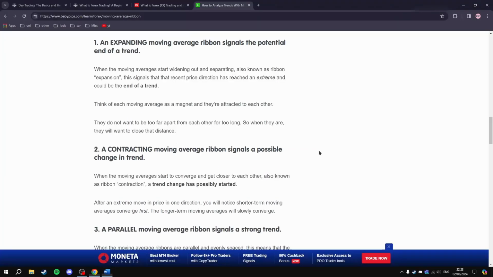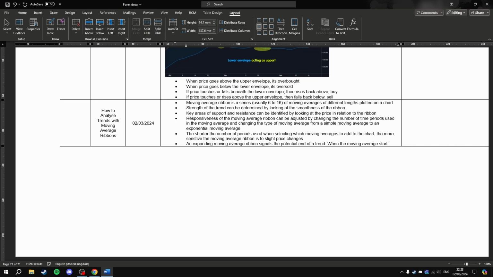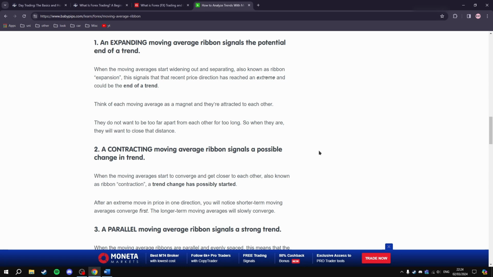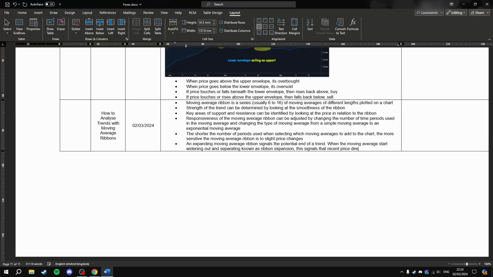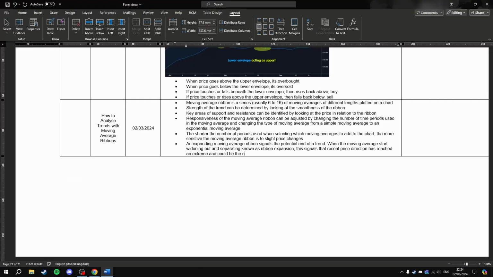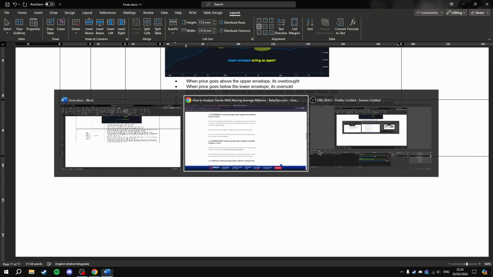When the moving averages start widening out and separating, known as ribbon expansion, this signals that recent price direction has reached an extreme and could be the end of a trend.